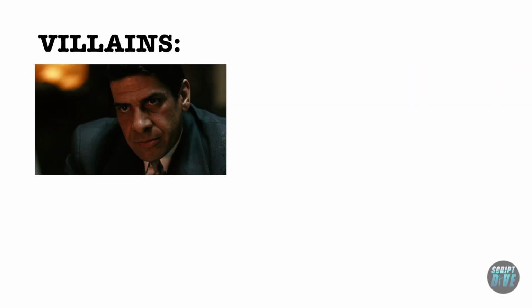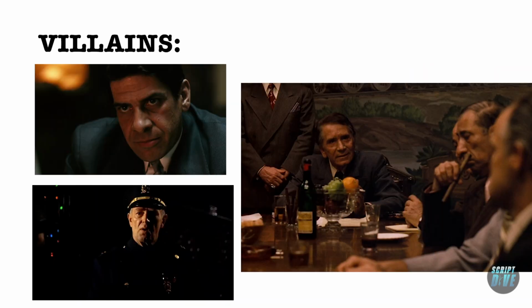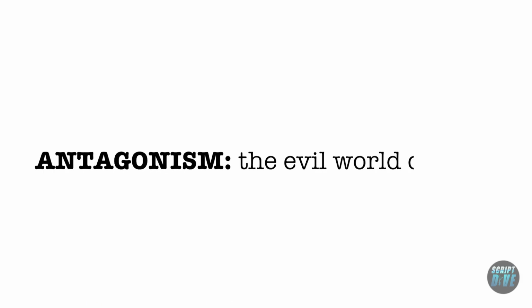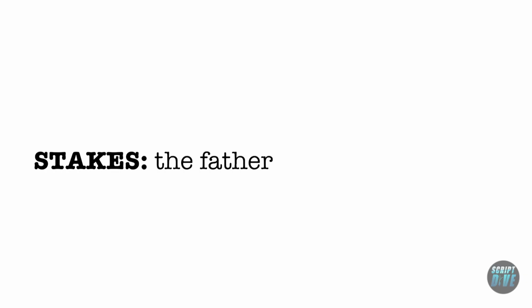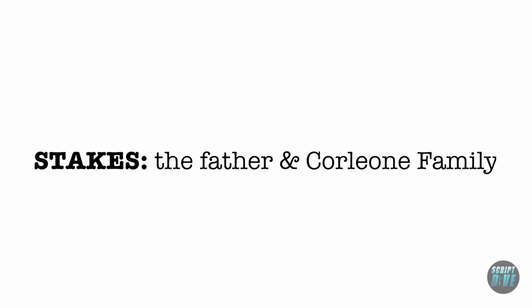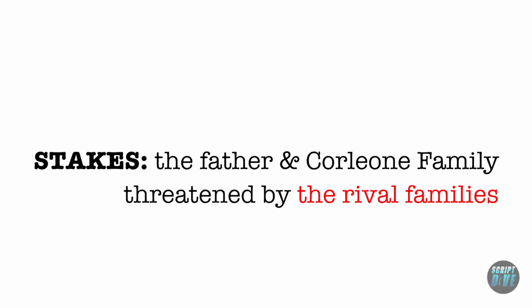Villains: Sollozzo, McCluskey, Barzini, and the mafia families, also the internal betrayers. Antagonism: the evil world of organized crime. The stakes: the father, and by extension of him, the entire family of Michael is under the threat of being murdered by the rival mafia families. This is the obstacle that Michael will need to overcome throughout the story.